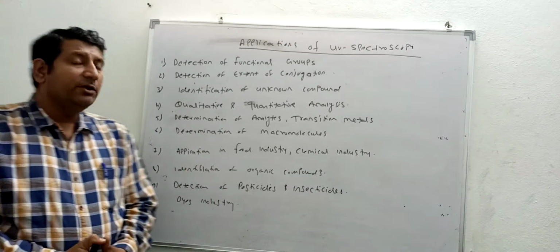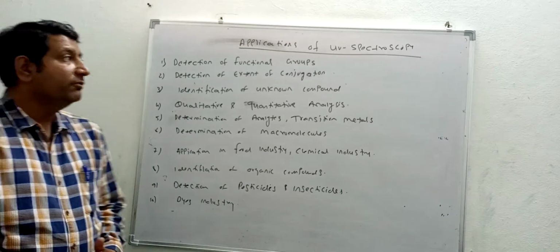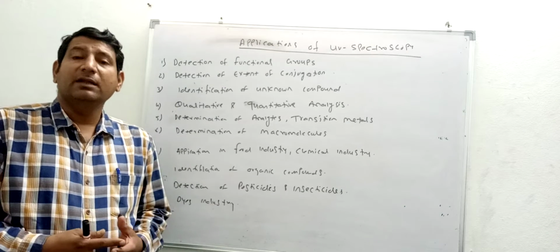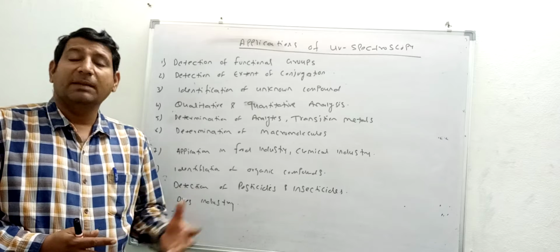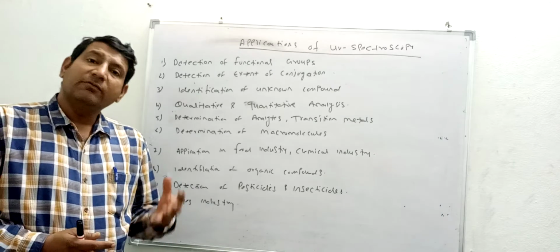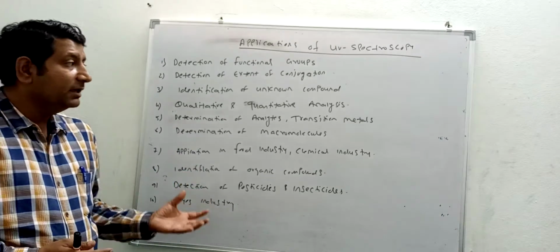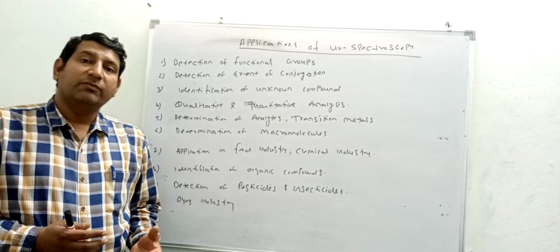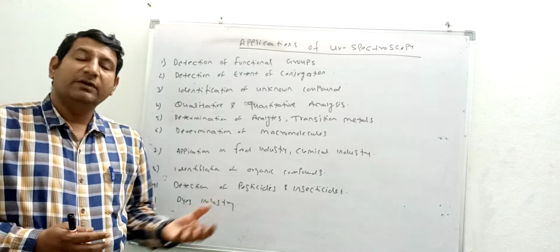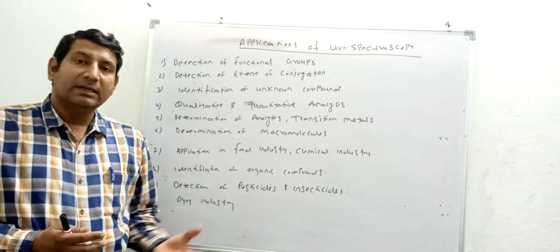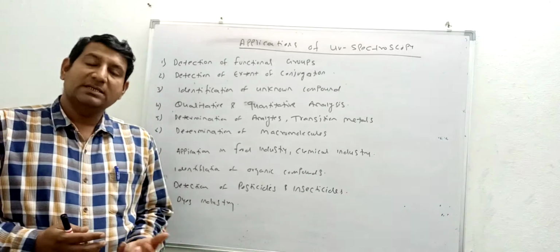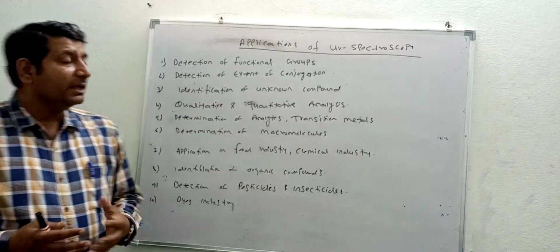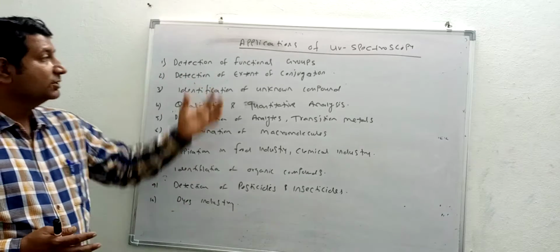Now in this video we will discuss the application of UV visible spectroscopy. We found that the principle behind UV visible spectroscopy is Lambert-Beer's law. On the basis of this principle, we find very important applications in the field of pharmacy, agriculture, dye industries, food industries, as well as synthetic chemistry. So the various applications of UV visible spectroscopy start with detection of functional groups.